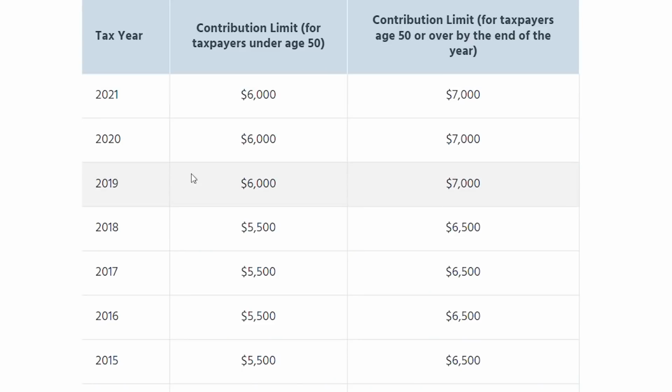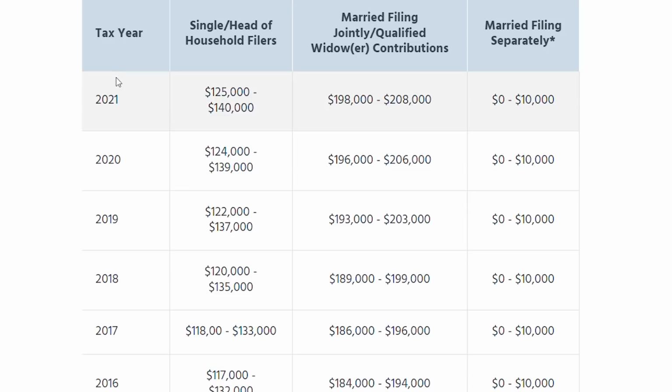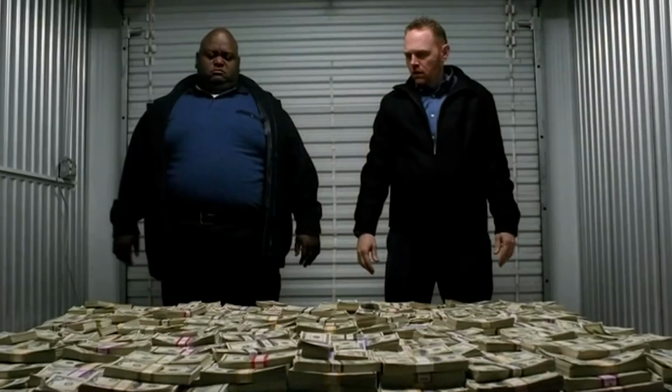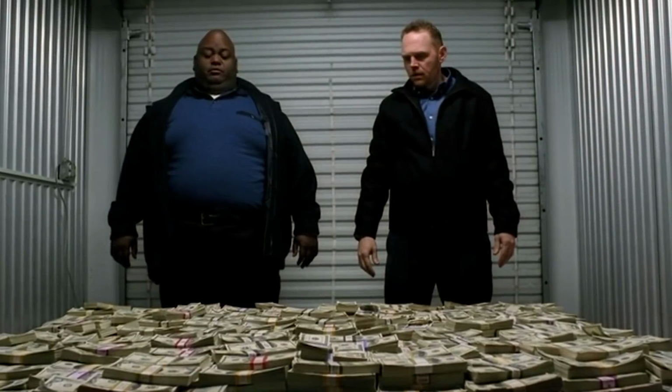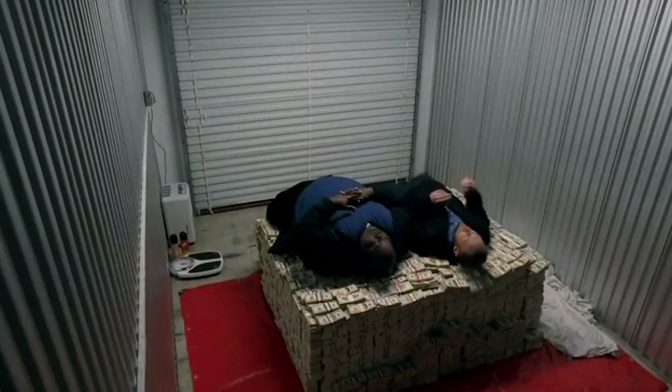Before you get too excited, there is a limit to the amount of money you can contribute annually, and you can be disqualified from contributing if you make too much income. But for the average person, a Roth IRA is a great way to save for retirement and let your money compound tax-free.